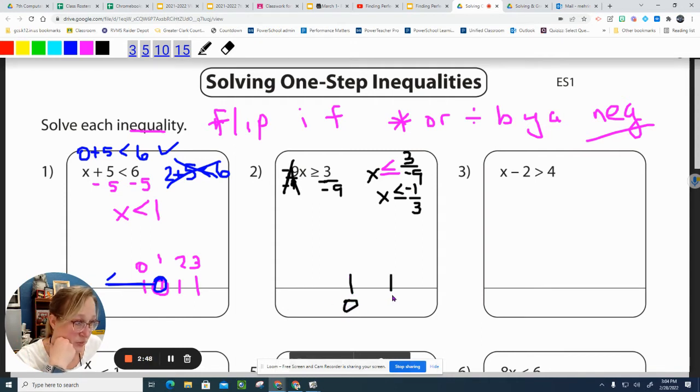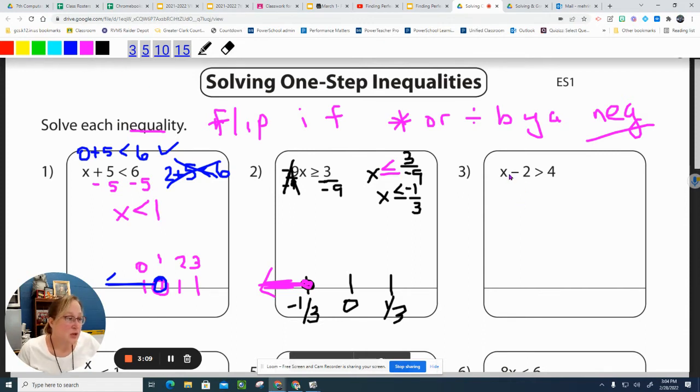So I'm going to put my 0. I'm going to put my 1/3 positive and my -1/3. I'm going to have a closed circle because it has the equal to. So it has a closed circle, and the arrow points that way. So there you go.